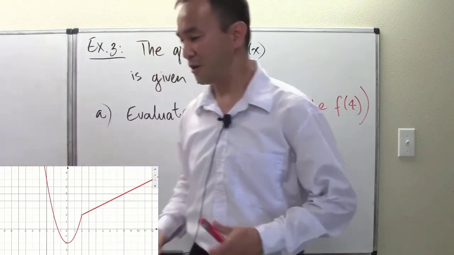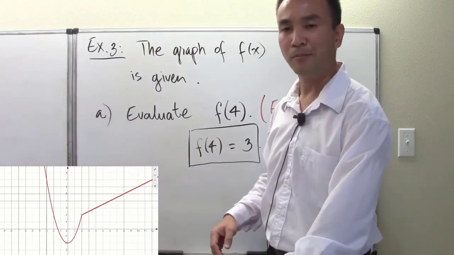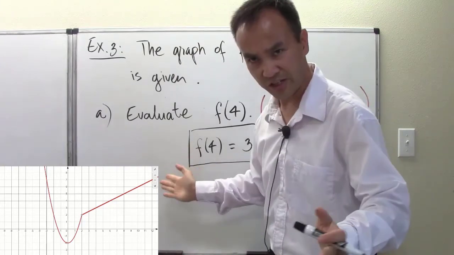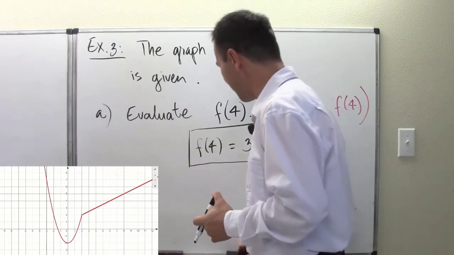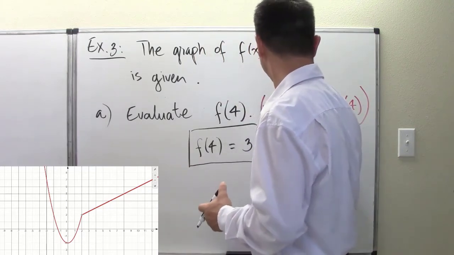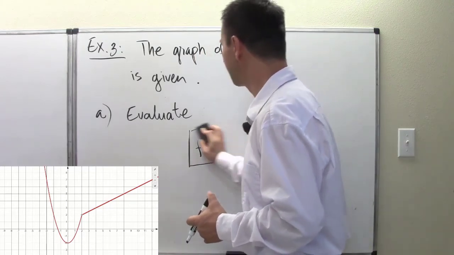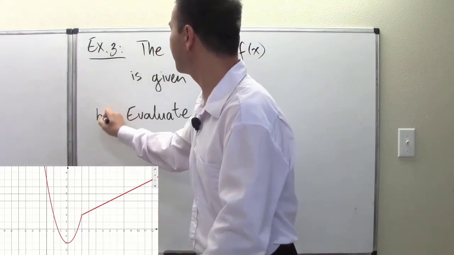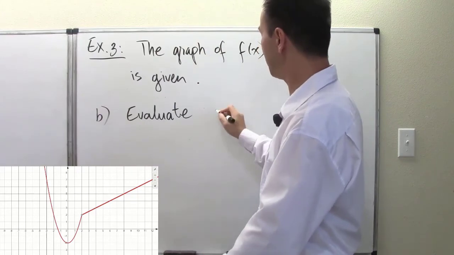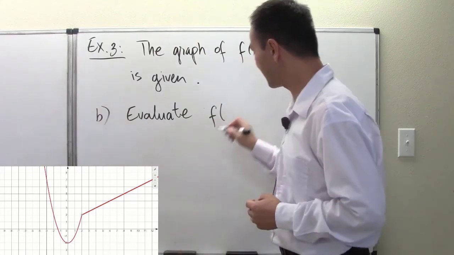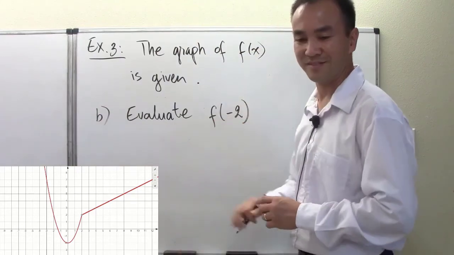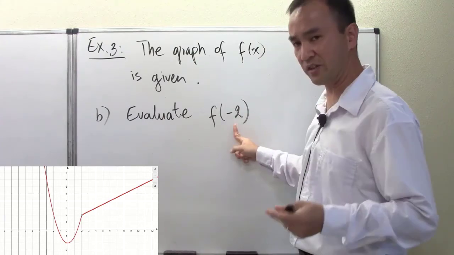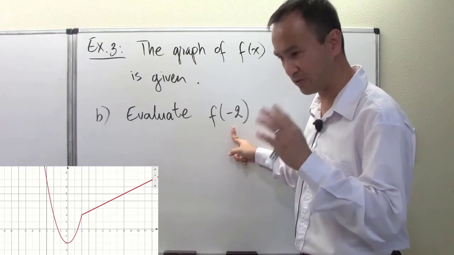Okay, and so now let's look at part B of the example. So now pretty much very similar work. Now let's evaluate, and now I call that part B. Okay, let's evaluate. So how about f of -2. All right, -2.